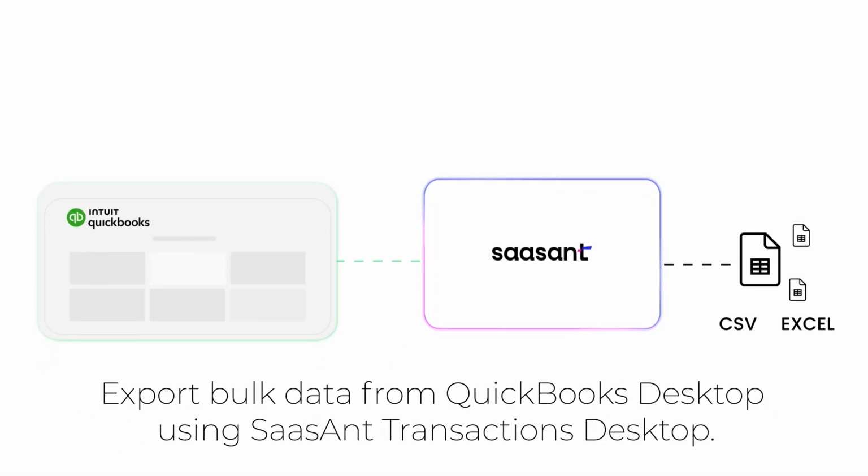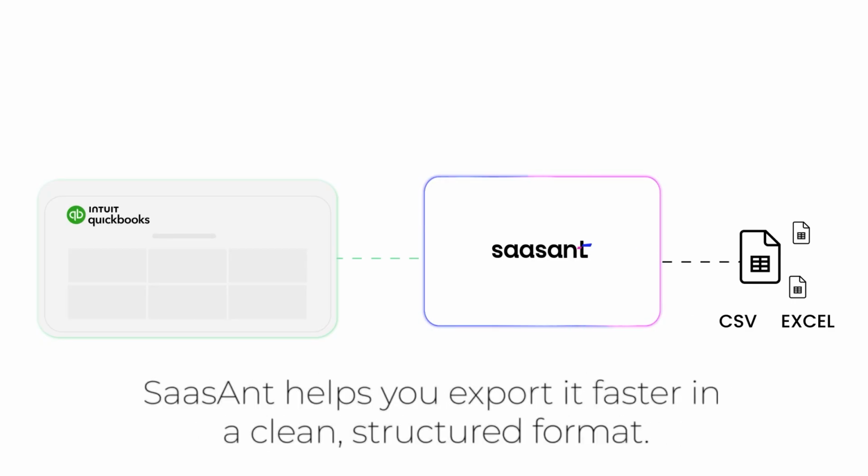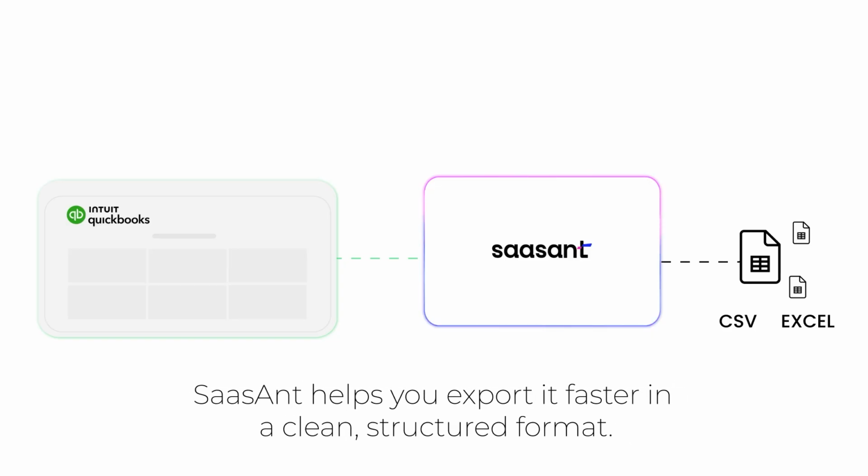That's it. This is how you export bulk data from QuickBooks Desktop using SaasAnt Transactions Desktop. If you regularly work with QuickBooks Desktop data, SaasAnt helps you export it faster in a clean, structured format.